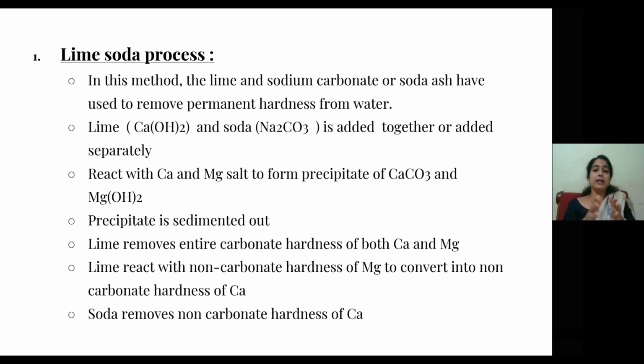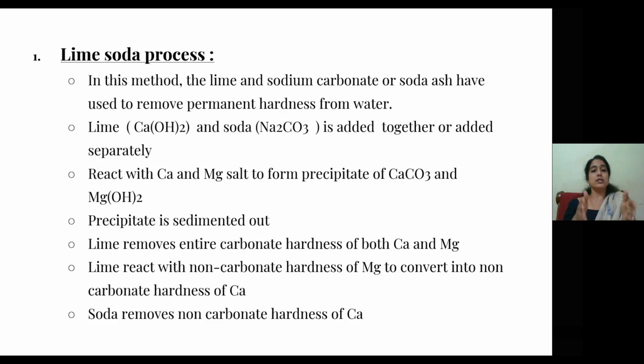And this calcium hydroxide and soda will react with the salts of calcium and magnesium to form a precipitate of calcium carbonate and magnesium hydroxide. And these precipitates can be sedimented out. The lime removes the entire carbonate hardness from the water, of both calcium and magnesium. And the lime reacts with the non-carbonate hardness of magnesium to convert it into non-carbonate hardness of calcium. We can see the equations in the next slide.